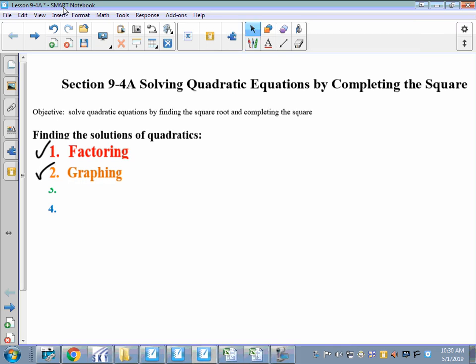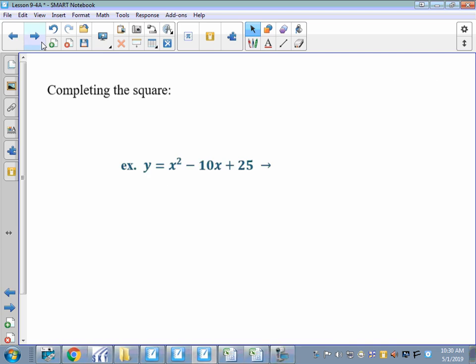There's two more ways in which we can solve. One is completing the square, which we can talk about today, and then we've got the quadratic formula, which is if all else fails, you can always use the quadratic formula to solve. We'll get to that in 9.5. So let's move on. Completing the square.